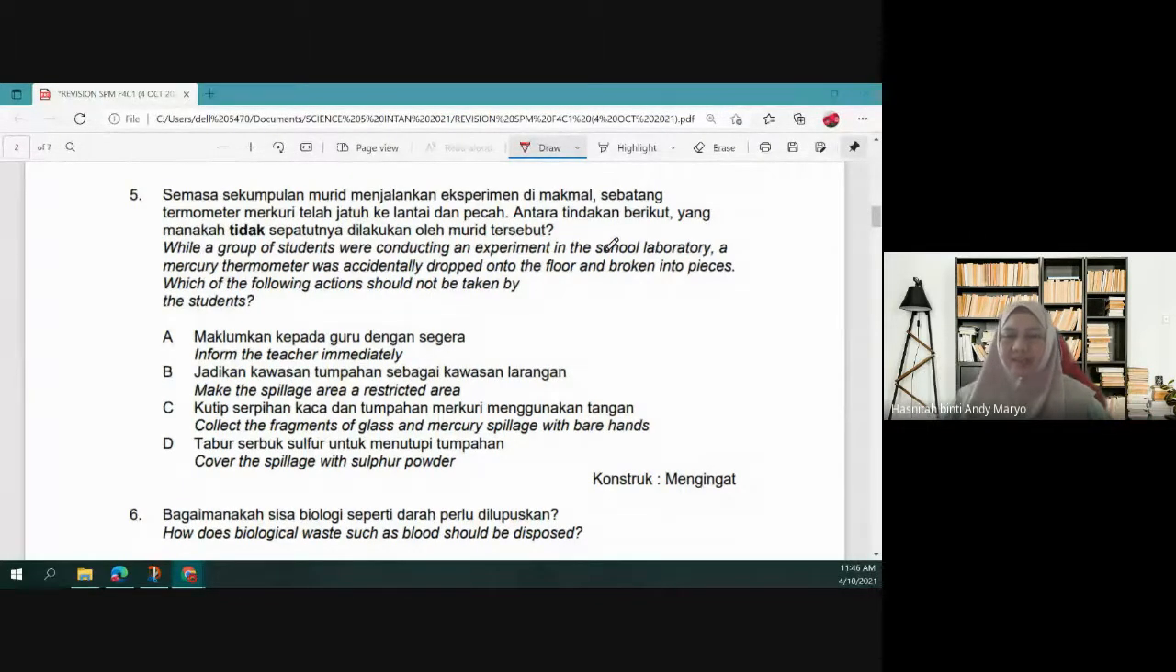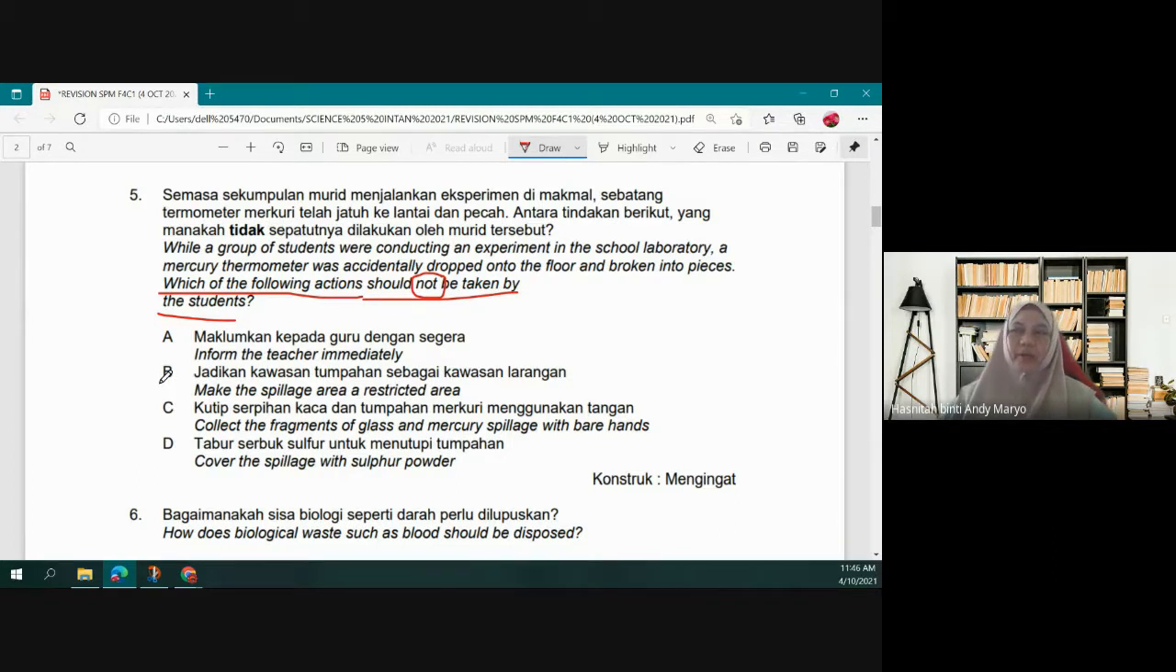Let's go to the laboratories. Today we are going to conduct an experiment. And somehow, a student drops a mercury thermometer to the floor accidentally. The thermometer broke by accident. So the question is, which of the following actions should not be taken by the student? You can highlight the question so you won't get it wrong. Which action should not be taken by the student? Which step should you not take? Is it A, B, C, or D?